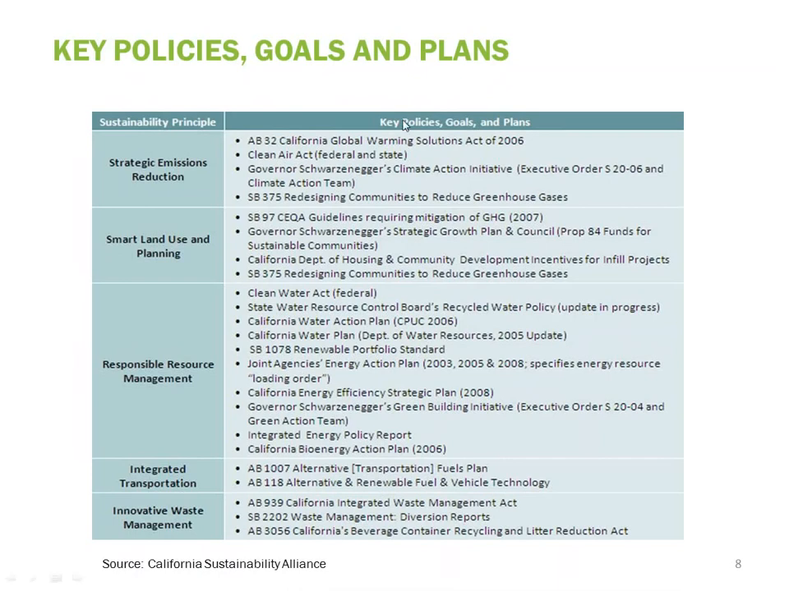Now on the left side of the table, you'll see 5 sustainability principles. This includes the strategic emissions reduction, smart land use and planning, responsible resource management, integrated transportation, and finally, innovative waste management. On the right side, these are the key policy goals and plans. Regarding strategic emissions reductions, some of the key bills, this includes AB 32, SB 3375, which I will get into more discussion later. Under smart land use and planning, we have SB 95, SB 97, as well as SB 375.